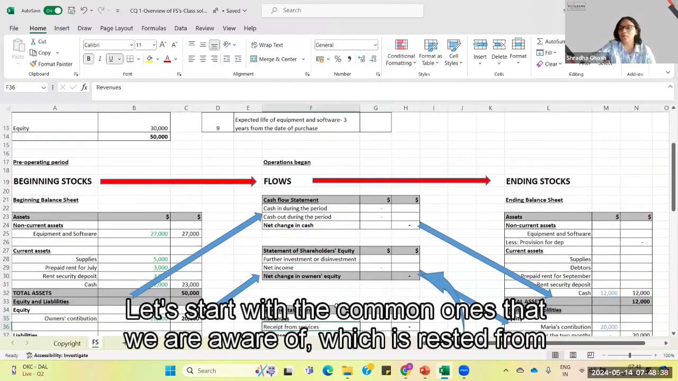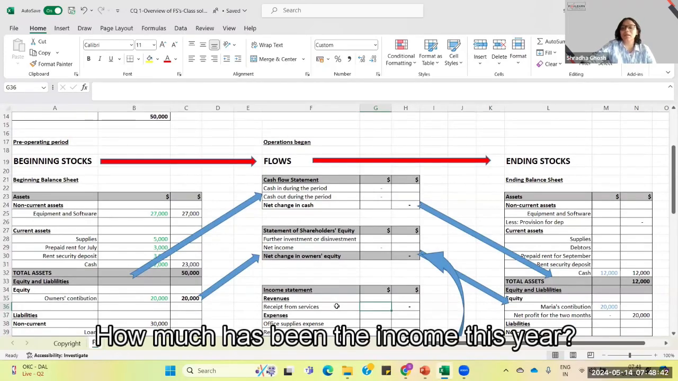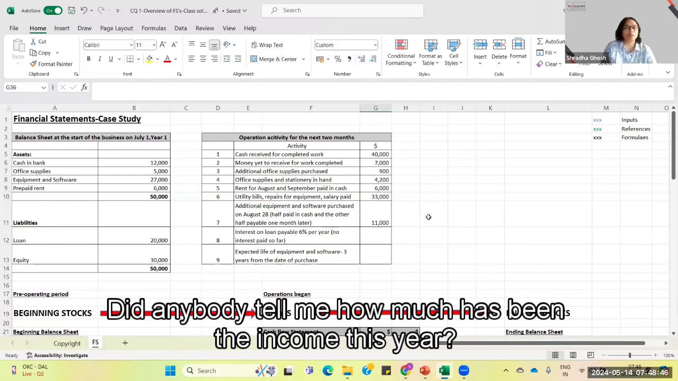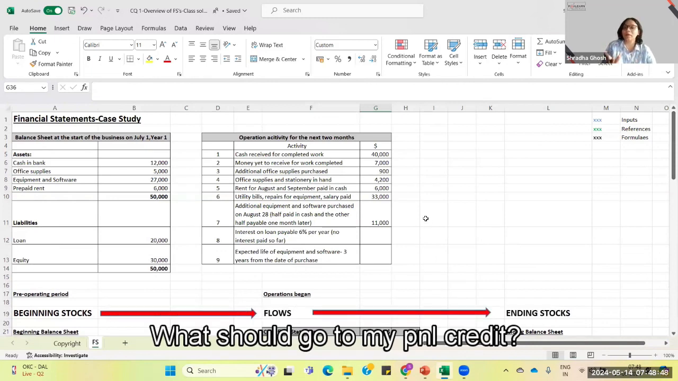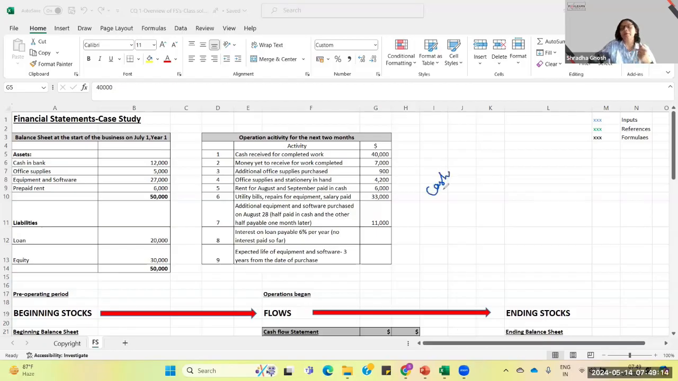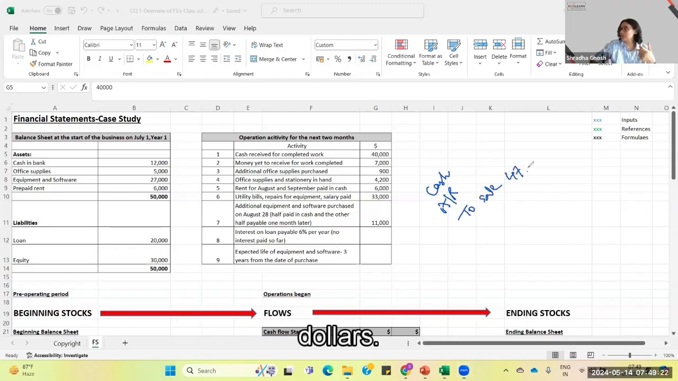Let's start with the common ones that we are aware of, which is receipt from services. How much has been the income this year, guys? Can anybody tell me? What should go to my P&L credit? I am debiting cash. I have already received this money. I am debiting my receivable. So my accounts receivable is 7 and my P&L, which is sale income, would be $47,000.